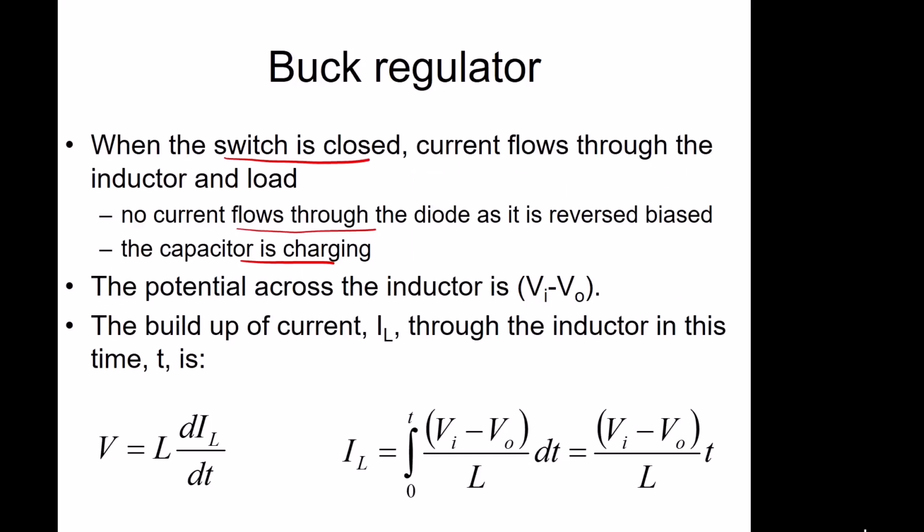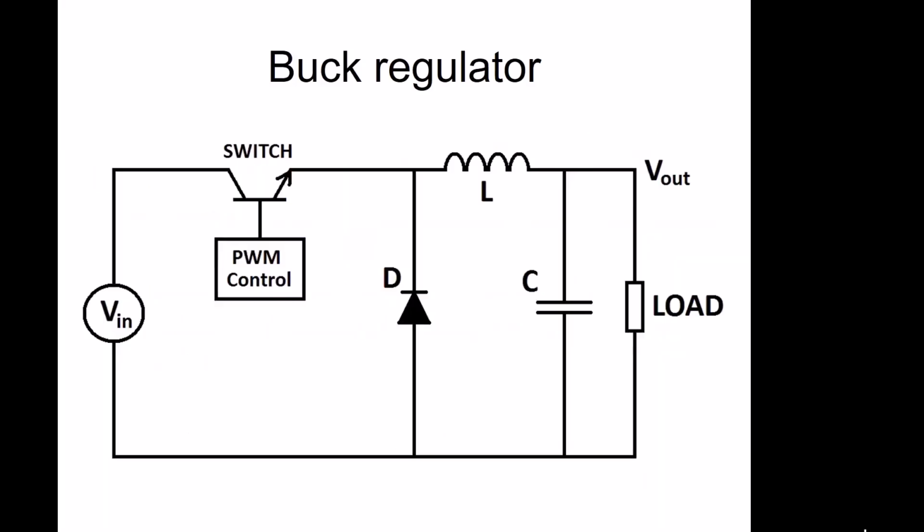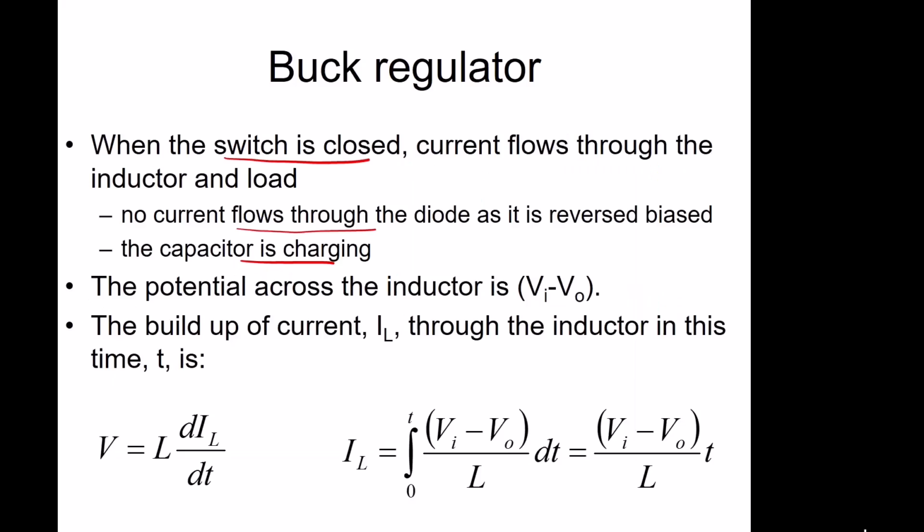The potential across the inductor is V_I, or V input minus V output. So you can see when the switch is closed, we have V in there, V out on this side. So the potential difference across there is V in minus V out.